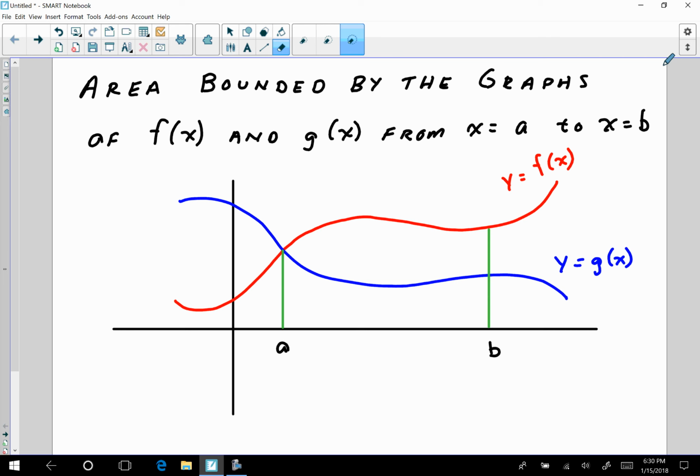Let's talk about the area bounded by the graphs of f and g from x equals a to x equals b. Thus far, we've only talked about the area above the x-axis below a particular function from x equals a to x equals b. Today, we're going to focus on the area bounded by two graphs from x equals a to x equals b. And for this particular example, these arbitrary functions, this is the area that we're looking at right here. So I'm going to come up with a formula to find that area.